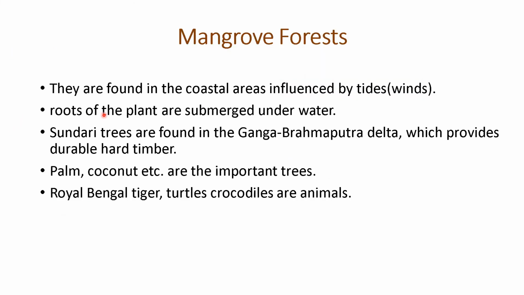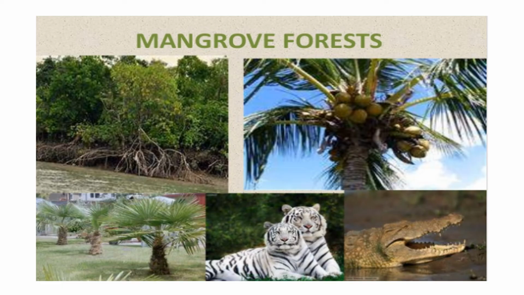And the last vegetation type that we find in India is the mangrove forests, which are found in the coastal areas or in the deltas of rivers like Ganga, Mahanadi, Godavari, and Krishna. Roots of the plants are submerged underwater. Sundari is the main tree that is found here, which provides timber. Palm, coconut are the important trees that are found here. And Royal Bengal tiger, turtles, crocodiles are the animals that are found here.